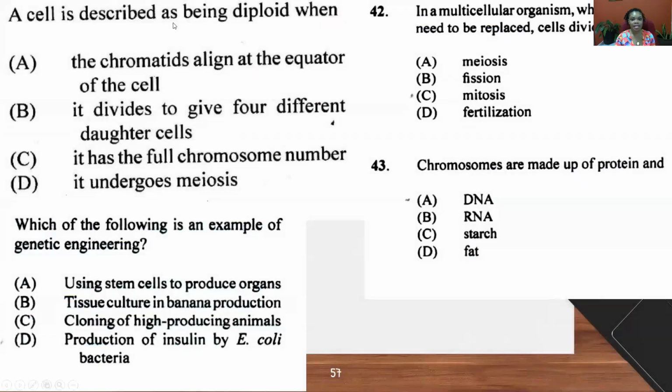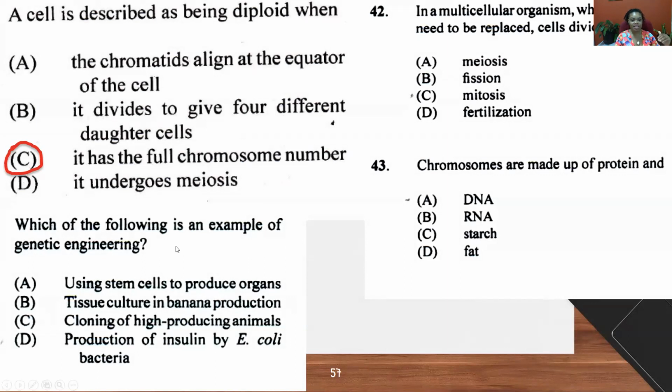A cell is described as being diploid when it has the full chromosome number. Remember, diploid means it has the full chromosome number. Haploid means it has half. So when you put two haploid cells together, you get diploid. In science, di usually means two, and ploid refers to chromosomes. So it has a full chromosome number, which is 46. Each haploid cell has 23, and when they come together, they make 46, which is the diploid number.